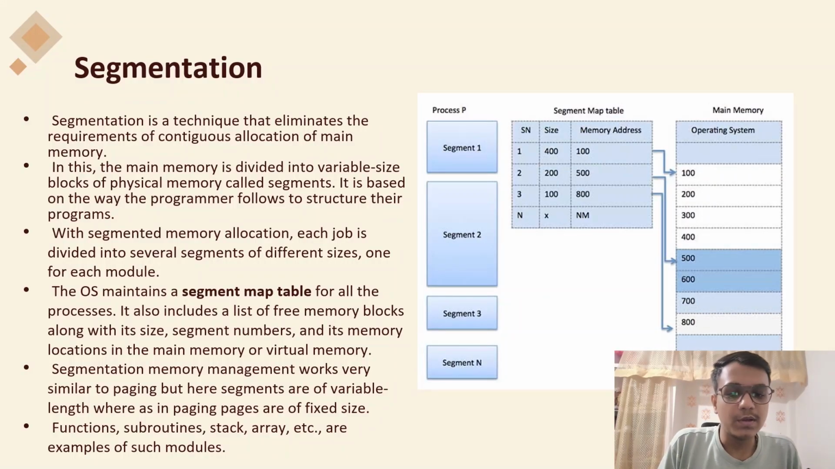Next, let's look at segmentation, which is similar to paging but more flexible. Segmentation divides memory into variable size blocks called segments, like code, stack, or data. Each segment has a segment number and a length. The OS uses a segment map table to manage them. Unlike paging, the segments are based on the logical division of the program. This makes it more programmer friendly and ideal for modular designs.